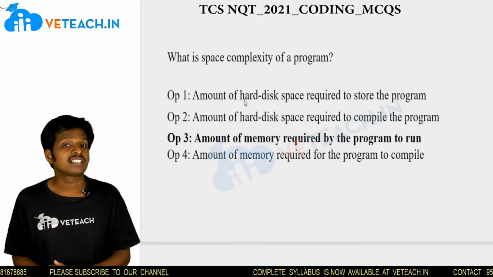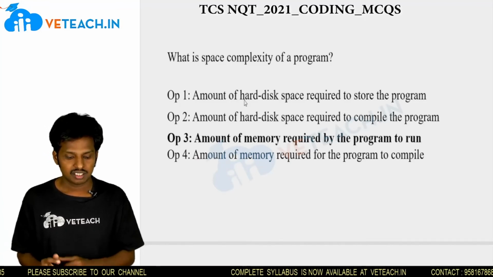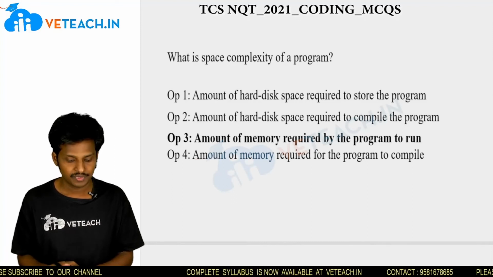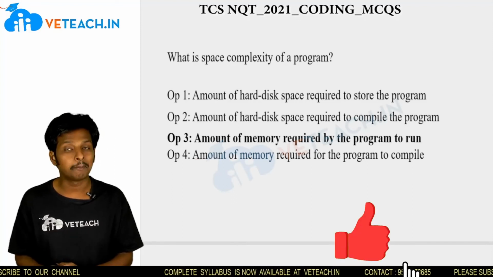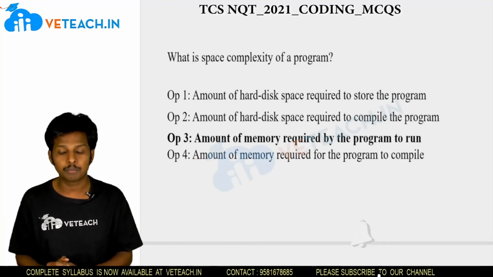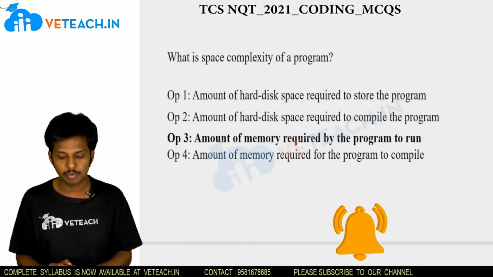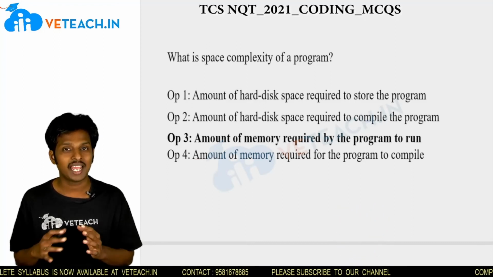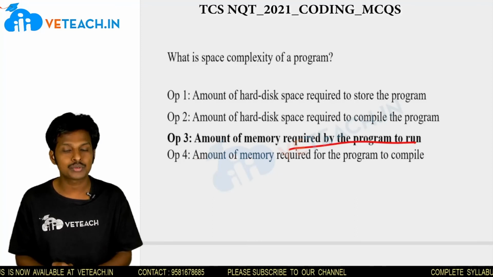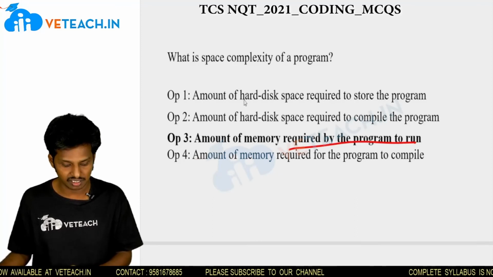What is space complexity of a program? The different options that were given are: amount of hard disk space required to store the program, amount of hard disk space required to compile the program, amount of memory required by the program to run, amount of memory required by the program to compile. According to this, the amount of memory required by the program to run is treated as space complexity.